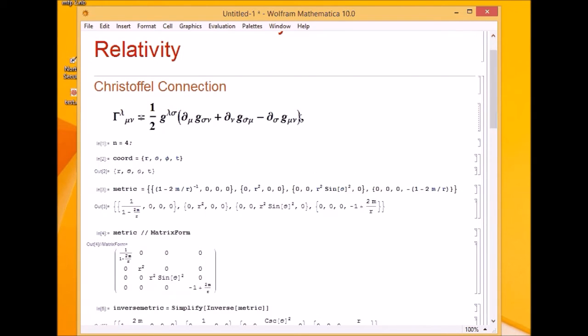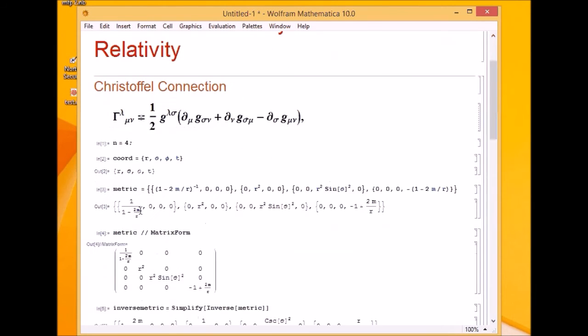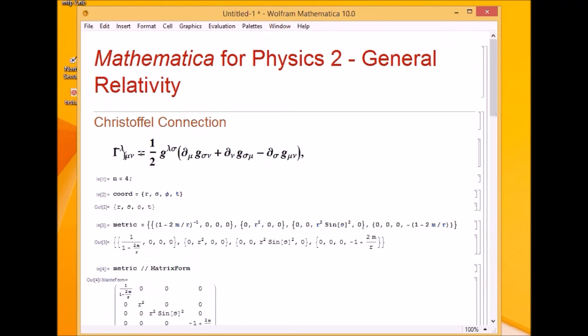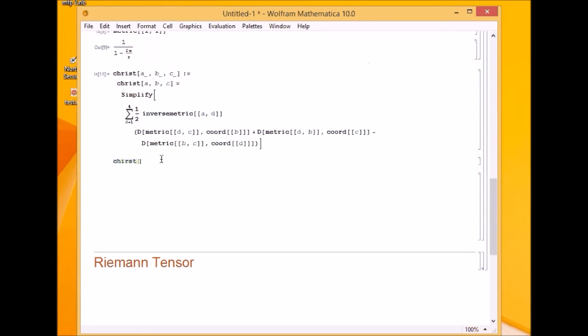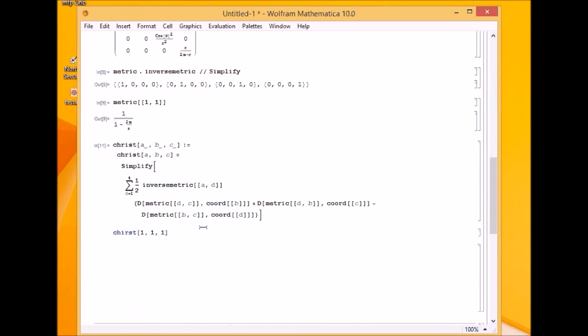So in all, we have this quantity over here, and then I've defined the whole connection as Christ function, where ABC refers to A is the upper index and BC are the lower indices. So let's run it and then let's calculate a sample one. Say if I want to calculate the RRR component. So I want to calculate RRR. So that would be 1, 1, 1, because if you remember, 1 referred to R. So when I calculate, oh, it's Christ. So I get the desired answer.